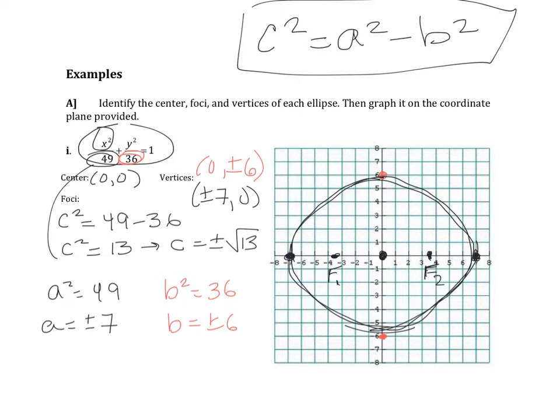And just to be formal about it, we will indicate our foci as the ordered pairs plus or minus radical 13, comma, 0. I'm going to make those blue just to be consistent. Okay, and that's that one.